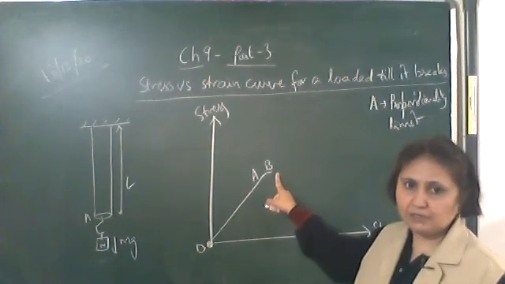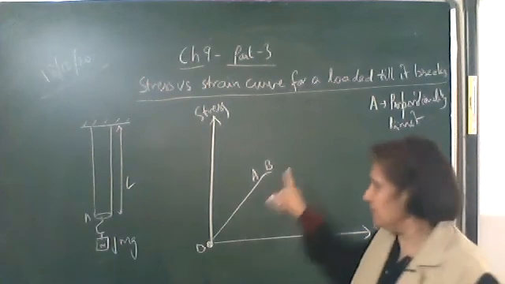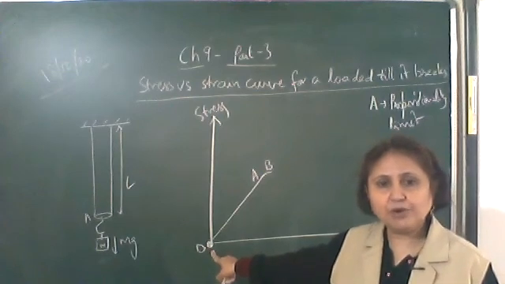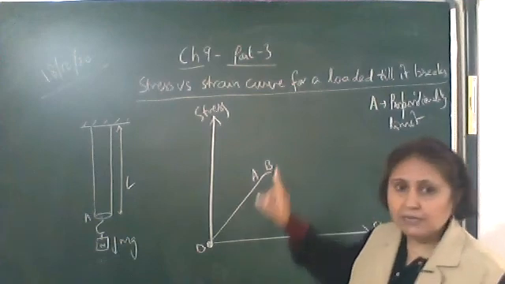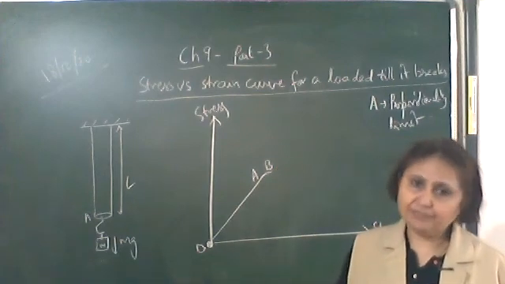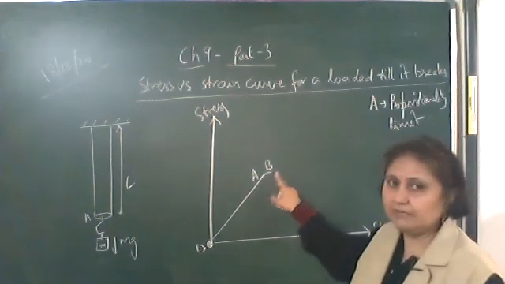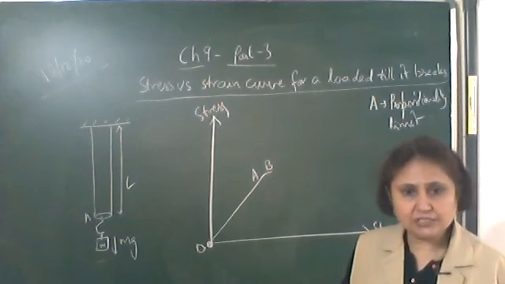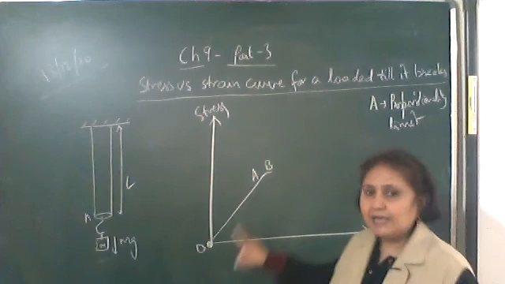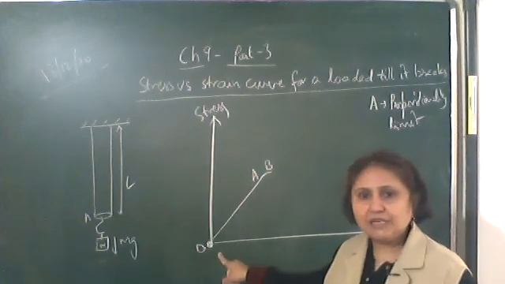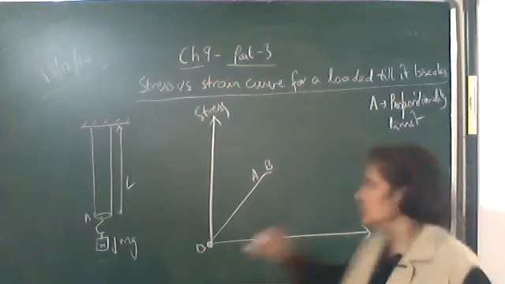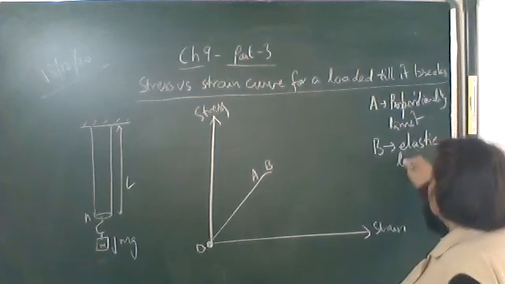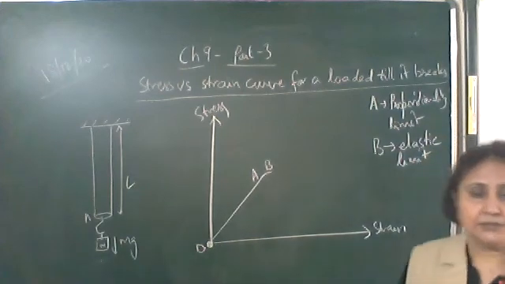At this point B, if we unload the wire, if we remove the stress, the wire comes back to its original configuration, that is, the wire comes back to the point O. That is, the wire still possesses the property of elasticity. So this point B we call the elastic limit. Why? Because even at this point of deforming force, the wire possesses the property of elasticity. That is, when we unload it, it will come back to the point O. So point B is called the elastic limit.